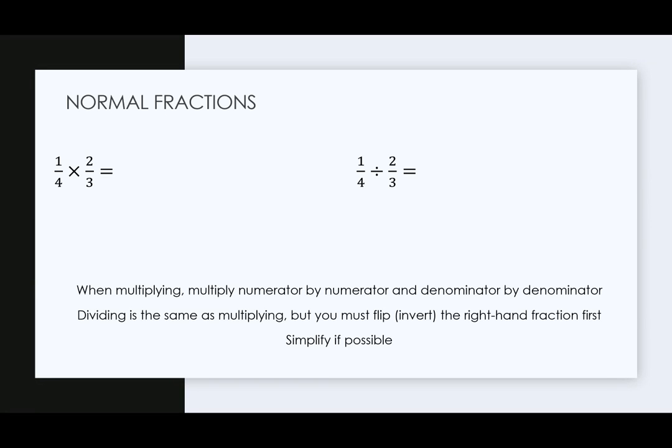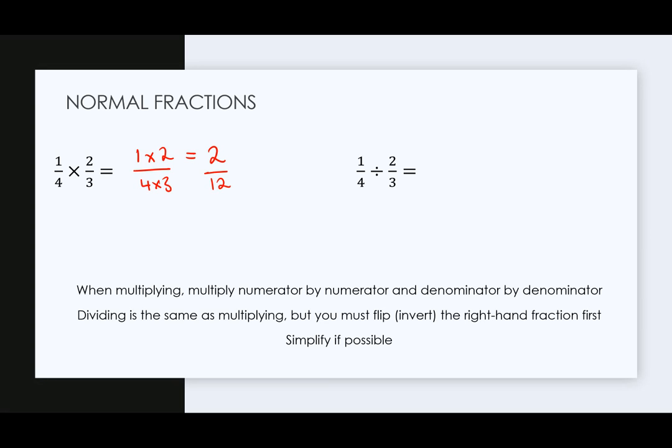So starting with multiplying fractions, the step for doing this is to multiply the numerators by each other and then the denominators by each other to give us our new fraction. Now remember that the numerator is the number on top of the fraction and the denominator is the number on the bottom. So with this first fraction of 1/4 times 2/3, we're going to multiply the numerators first, which will give us 1 times 2, which equals 2. And then we're going to multiply the denominators together, which is 4 times 3, which equals 12.